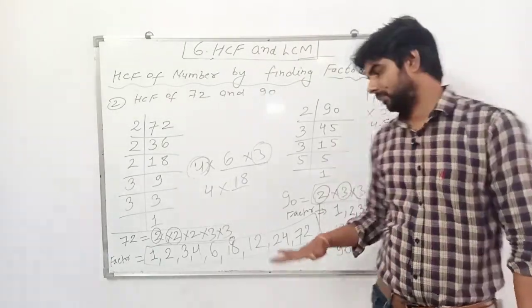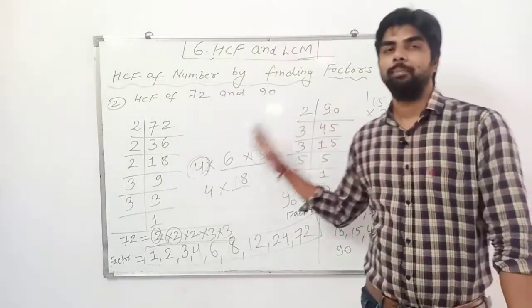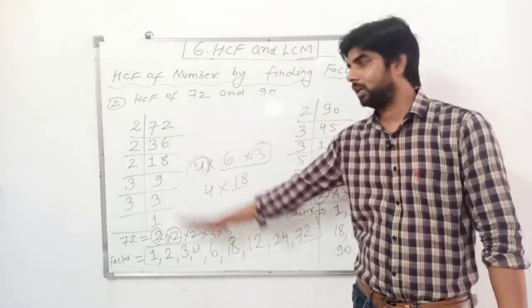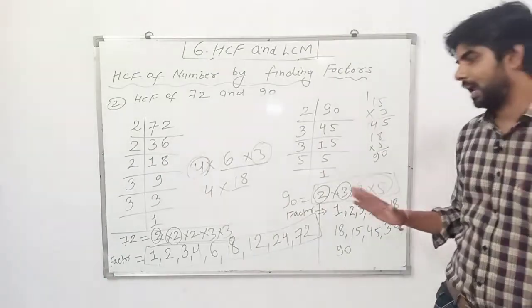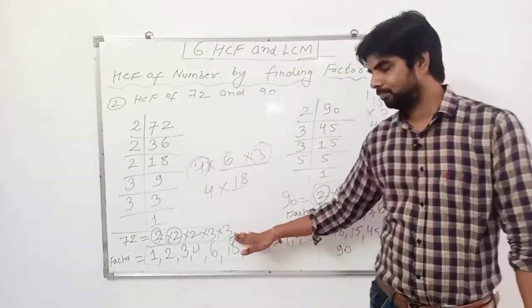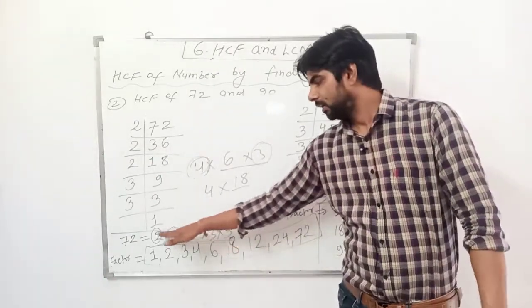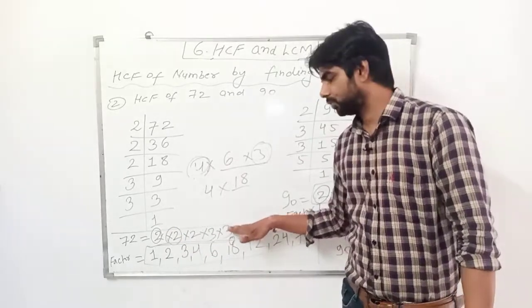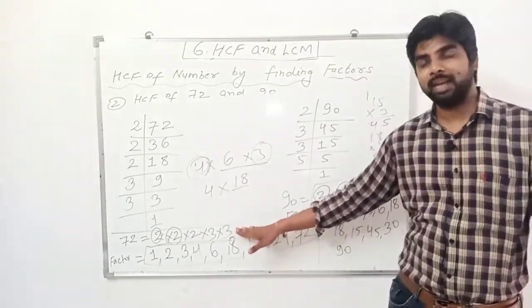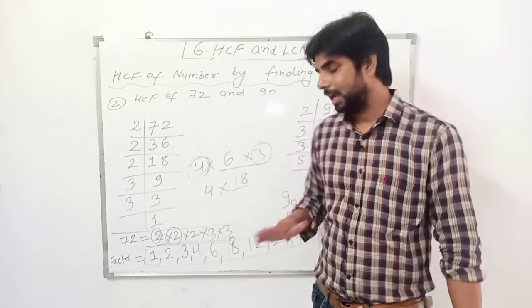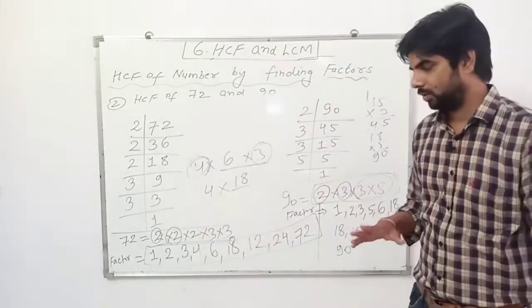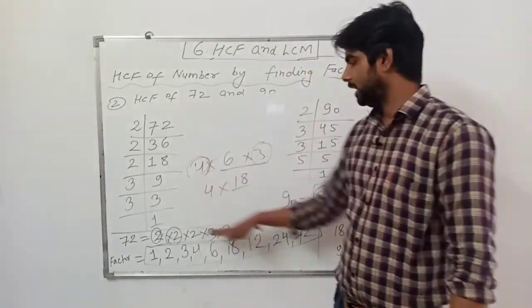So this is how we can find the factors of a bigger number. What we have to do? First we have to divide the numbers, and we have to write them as multiples, and we have to find the common numbers from these multiples. They are also factors, and the rest of the factors we will get by multiplying them with each other. Okay, so they are the different factors.